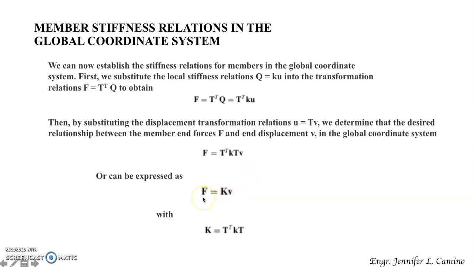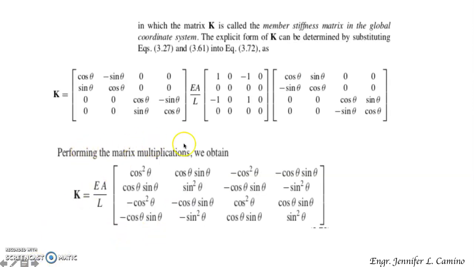This is member end forces in the global coordinate system, which is equivalent to stiffness coefficient in the global coordinate system multiplied to end displacement in the global coordinate system. Our capital K, which is our stiffness matrix in the global coordinate system, is equivalent to this expression.